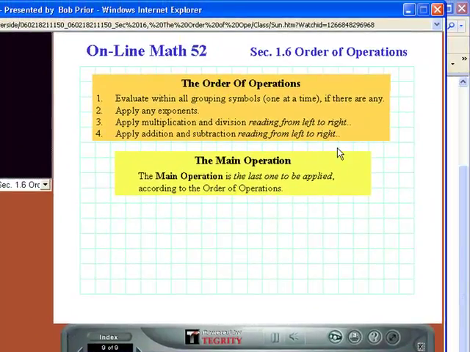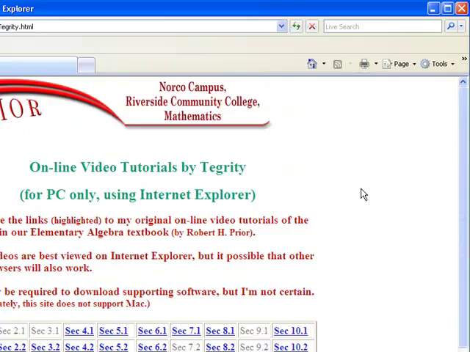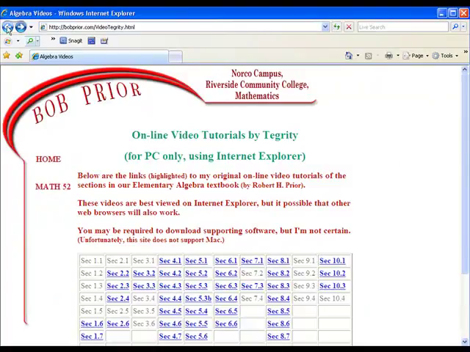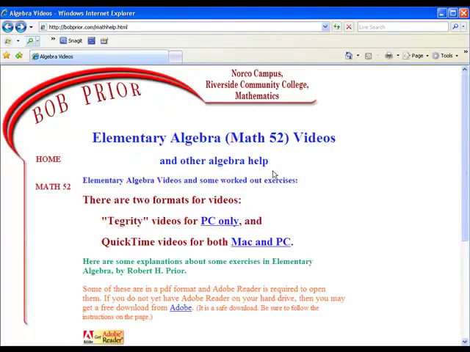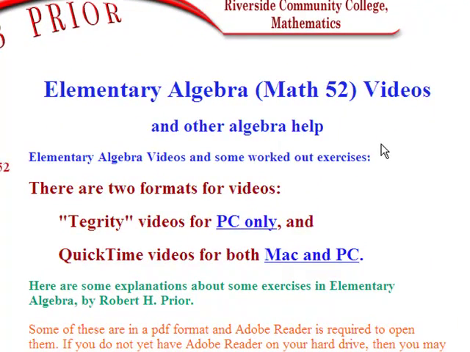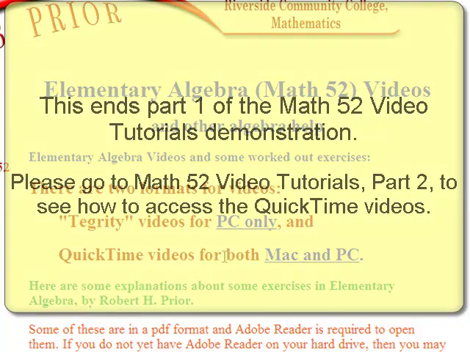Let me click out of this window. We're no longer going to use that. Now I want to go back to the page that has both options. So I'm going to click back. And here we are back at the kind of the video home page, if you want to think of it that way. And I want to take a look now at the QuickTime videos and see what that looks like.